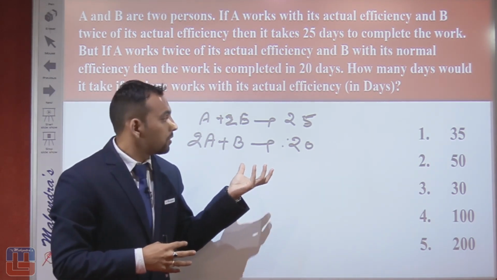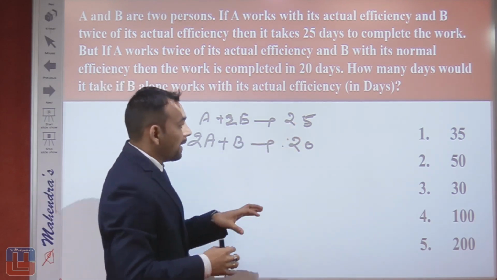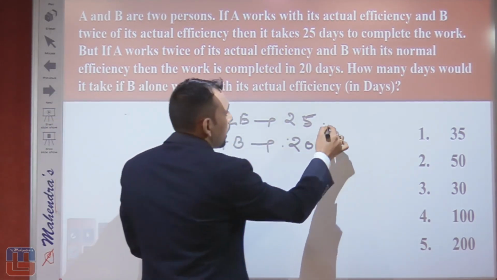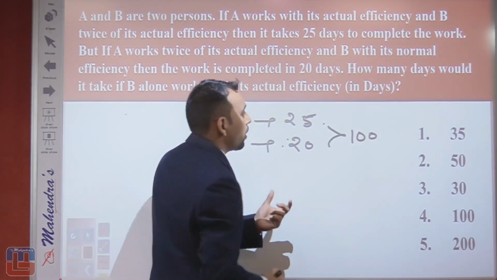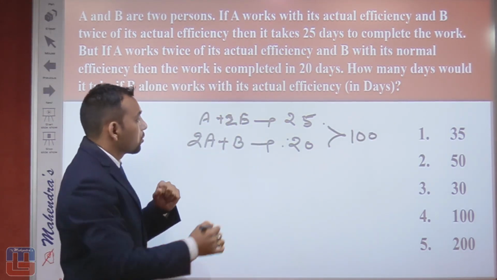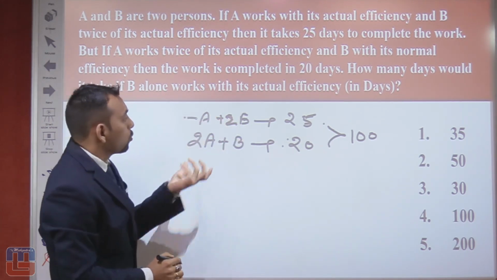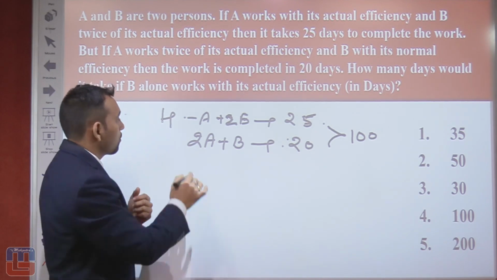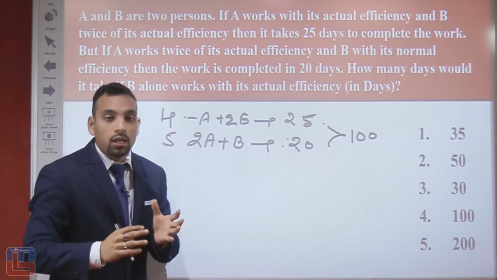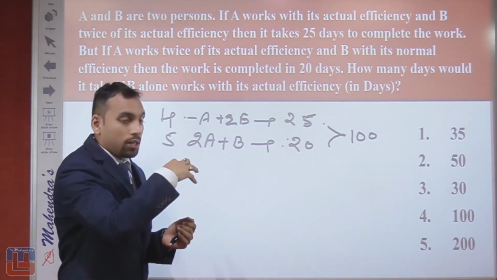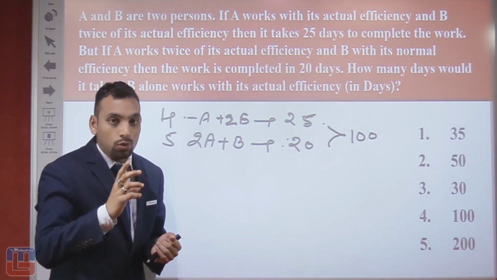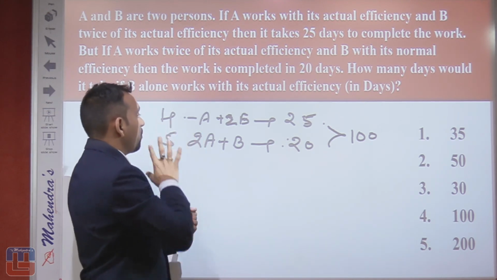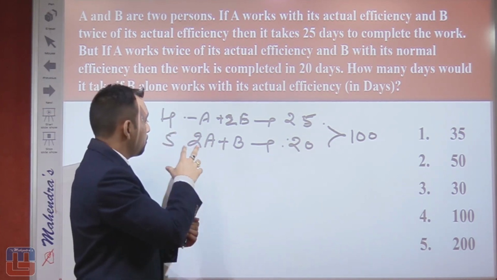See here, take the LCM, the LCM is 100, and 100 is the total work. So A plus 2B will be equal to 4 here, and 2A plus B is 5 here. Now in this situation, we will use our common sense: A plus 2B the efficiency is 4, and 2A plus B the efficiency is 5.